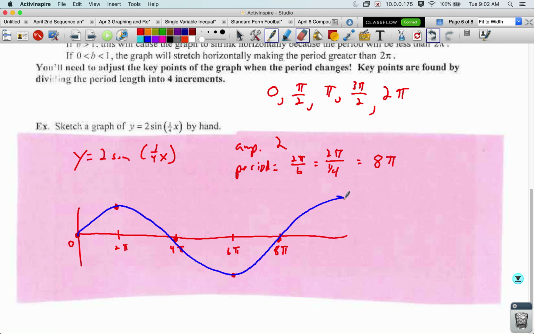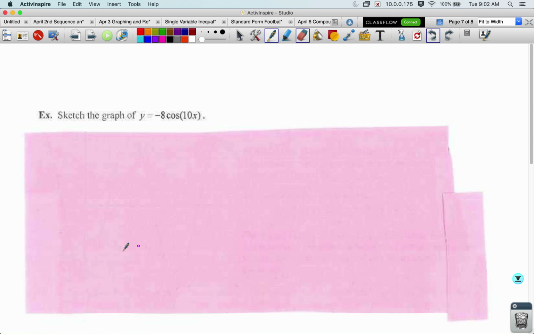I want to show that this keeps going in both directions. And then how high up was that maximum? It was 2. How low was that minimum? It was -2. That's because of our amplitude. And that's how we can do a sketch of a trig graph by hand. Let's try another one.